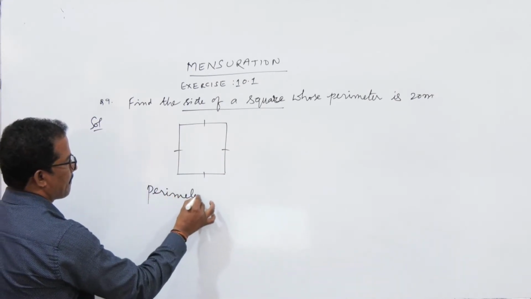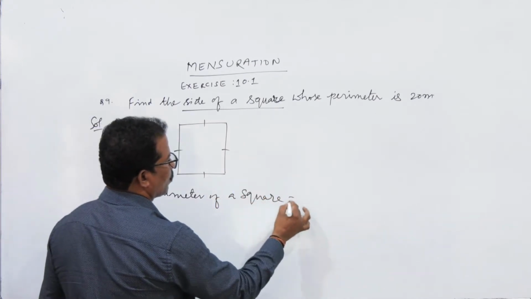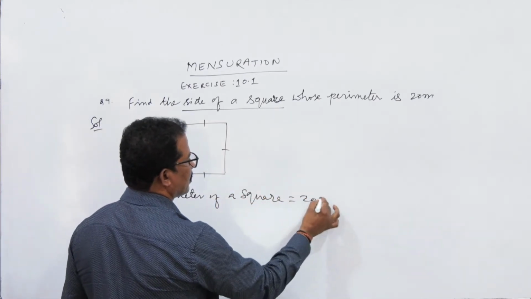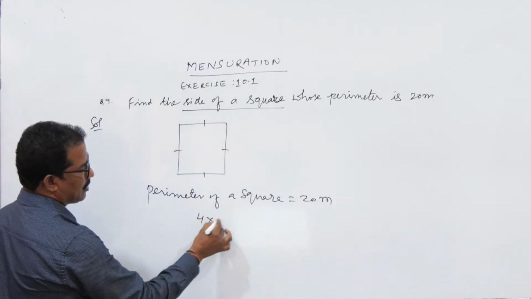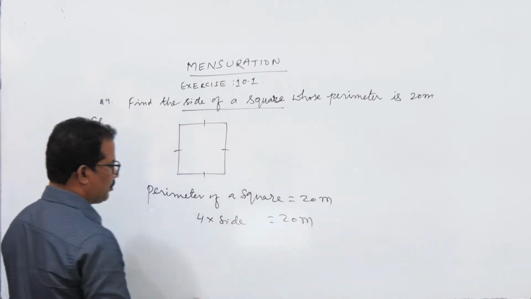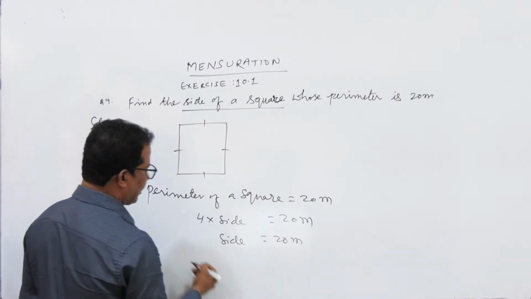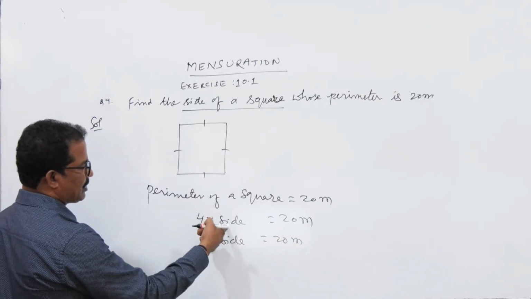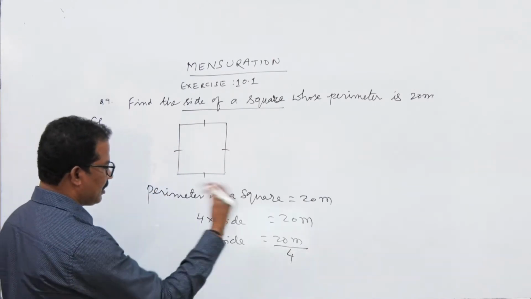For that, what is given? The perimeter of a square is given in the question. That is how much? 20 meter. And we know that the perimeter of a square is 4 into side. That is equal to 20 meter. So we can find the side like this. This 4 is multiplied with side, so it will go to the denominator of that 20 meter on the other side.